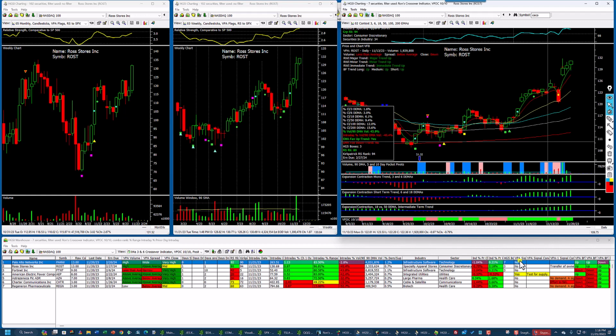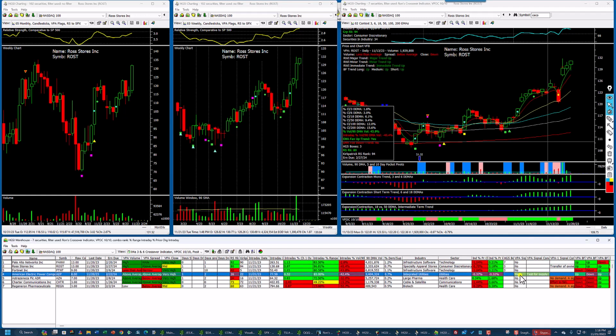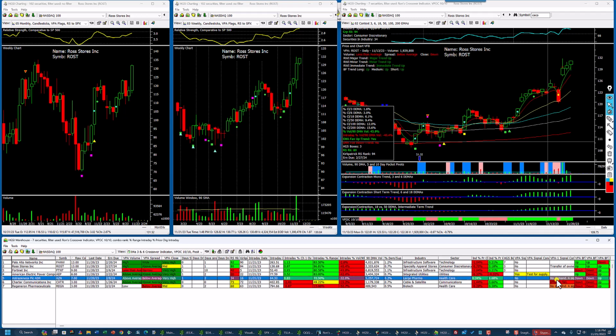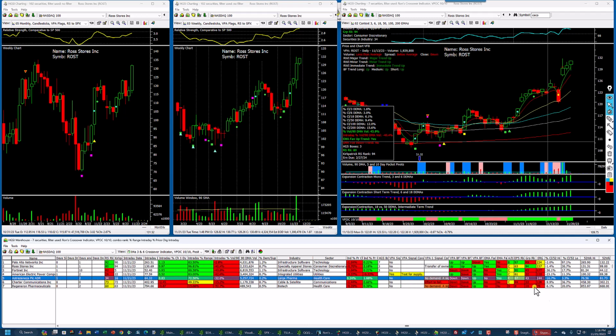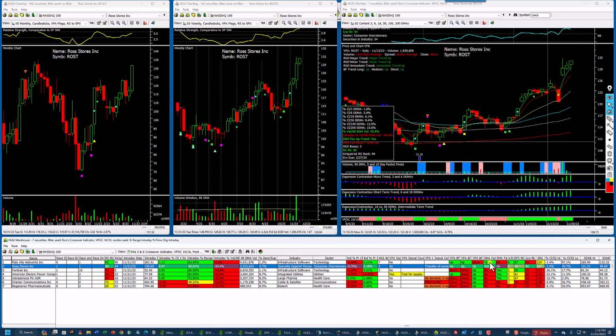Okay, then VPA signal, no. If there's a VPA signal, it's going to say yes, and it will give the VPA signal here. And then this is the signal from the prior day. As I go across here, this is the long-term trend, which is right here. The medium trend, and then the short trends, they're right here beside it. That information is in here. Here's the stock I'm on. Is the fan up? Yes or no? Is the fan down? Yes or no? A fan can be neutral. It doesn't have to be either or.